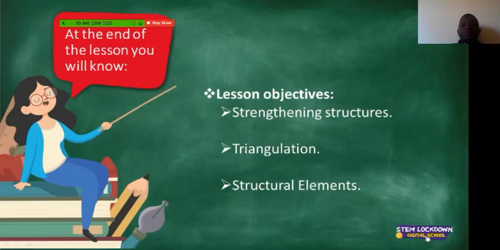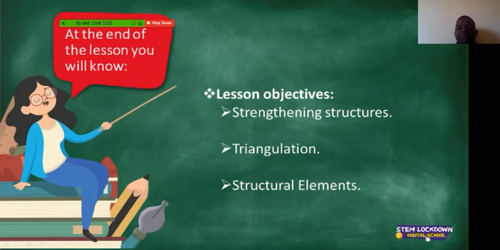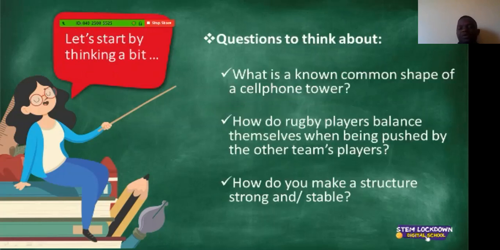This is what we are looking at today. I repeat, strengthening structures, triangulation number 2, and structural elements. Thank you so much for your patience, and thank you for being here again. All right, let us continue. I seem to have wasted some of your time. So I want us to continue by thinking about the following questions.